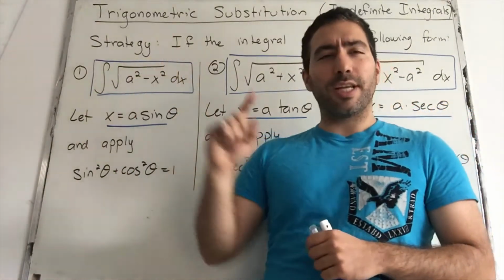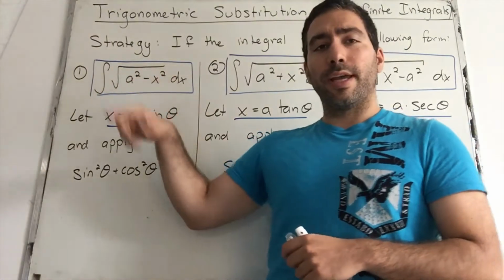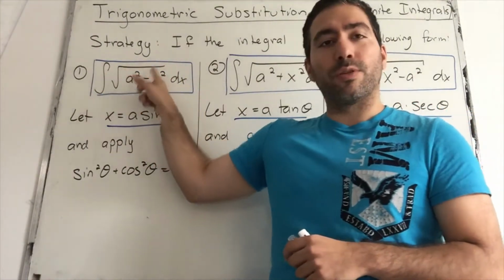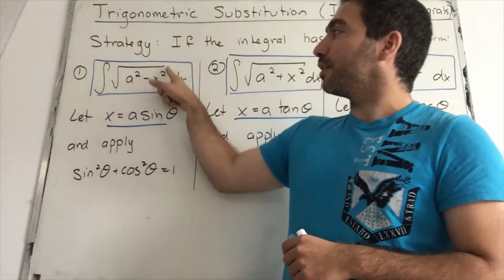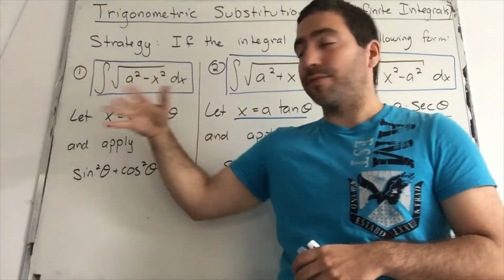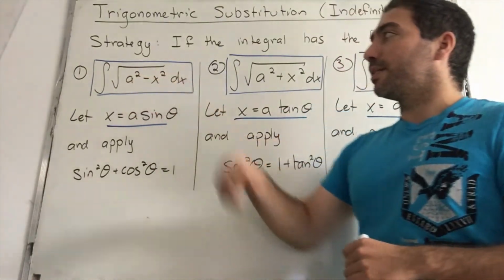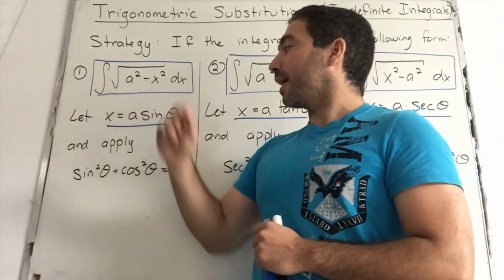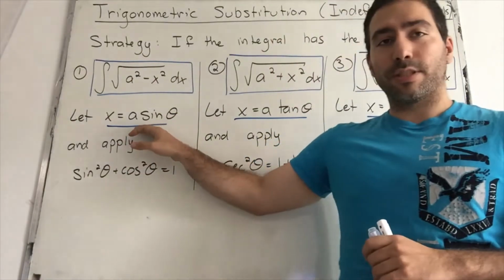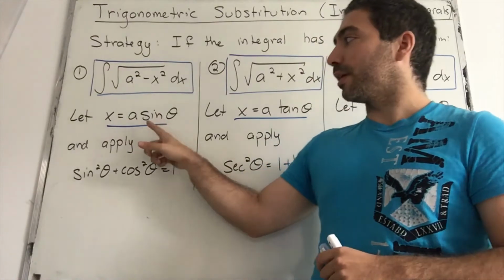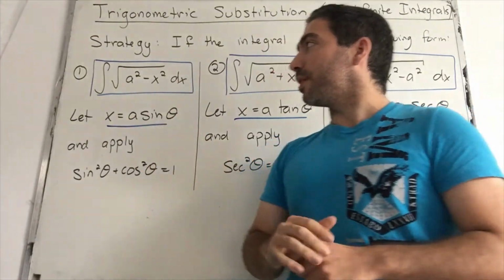And the other thing I want to mention, it doesn't necessarily have to be a square root. If you think of a square root as exponent 1/2, you could deal with something that has exponent 3/2, 5/2, 7/2, and so on. But essentially, if you have a square root with a squared minus x squared, a number squared minus x squared, we are going to use the inverse substitution x equals a times sine theta. In order to solve this problem, you use this.